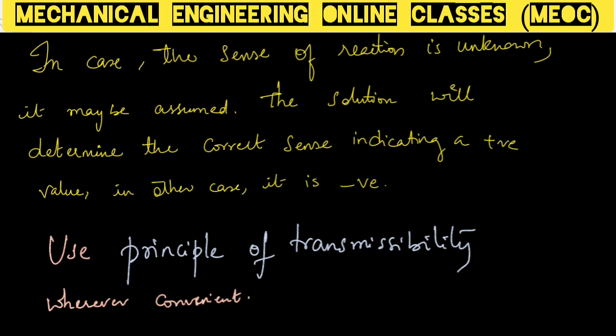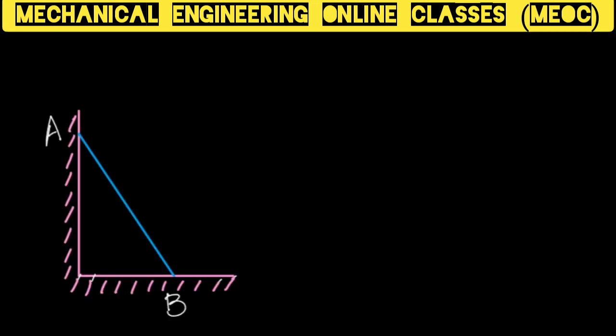And whenever possible, we have to use the principle of transmissibility, which will ease our job of analysis to a larger extent. So for example, this blue color inclined line is a ladder which is resting with the supports of a wall and the horizontal floor. If you want to draw the FBD of this ladder, say whose weight is W, then we must be knowing either of these angles. So in case I know theta, then the FBD can be drawn as this is theta.